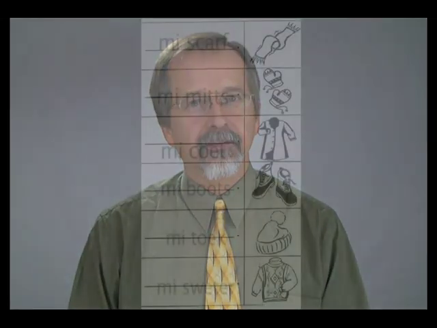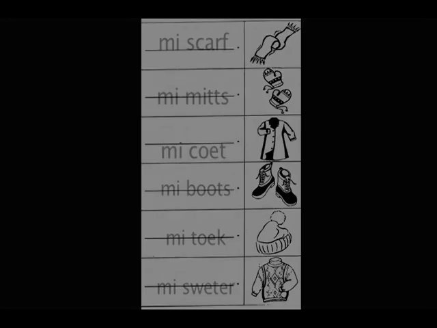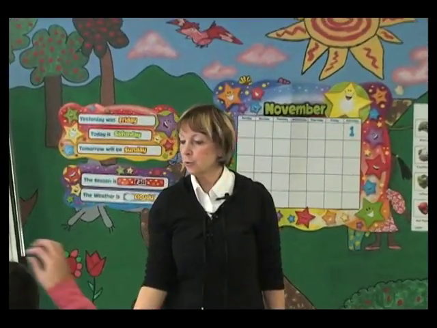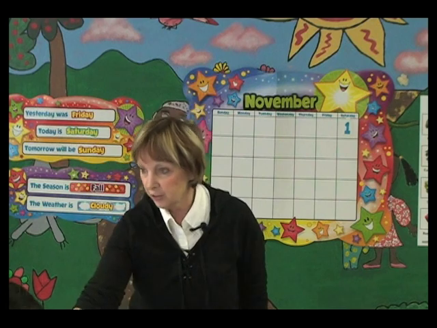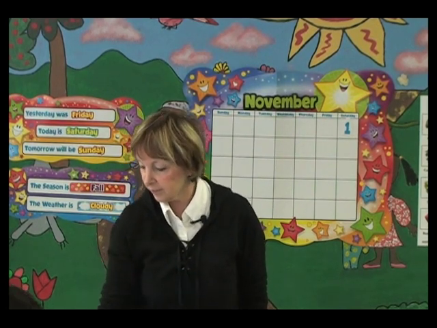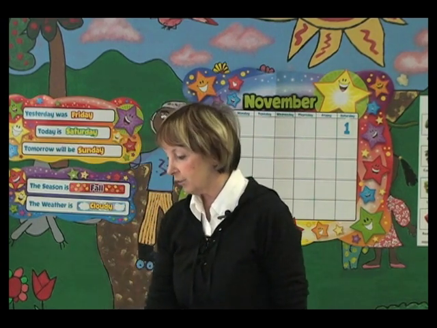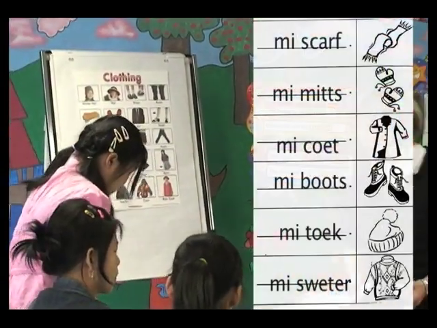Now that you have done that, your sheet of paper should look like this. My scarf, my mitts, my coat, my boots, my toque, my sweater. Okay, class. What I'm going to ask you now is to read the work that you just finished doing, identifying the 6 pictures, and read it to the class.